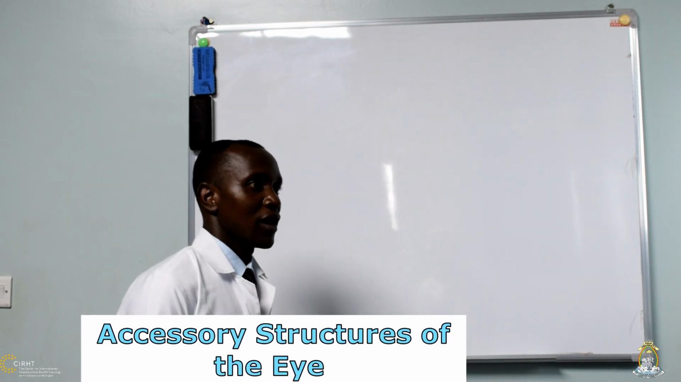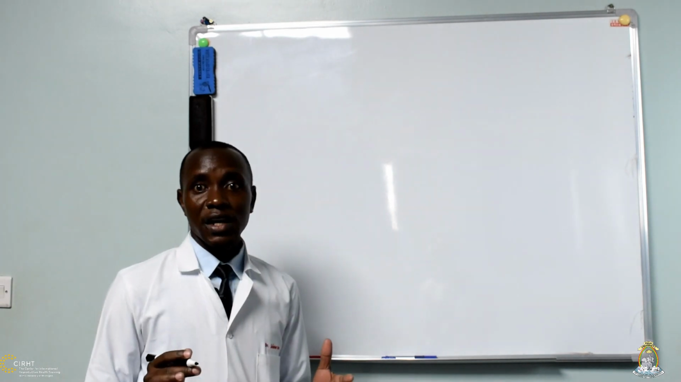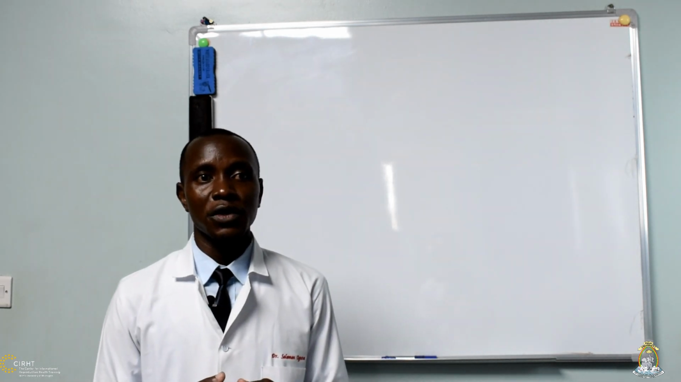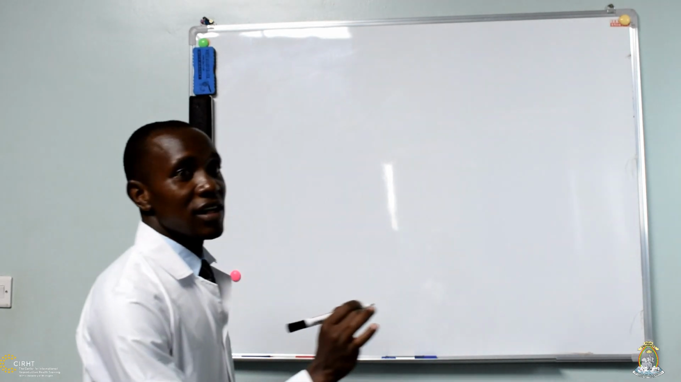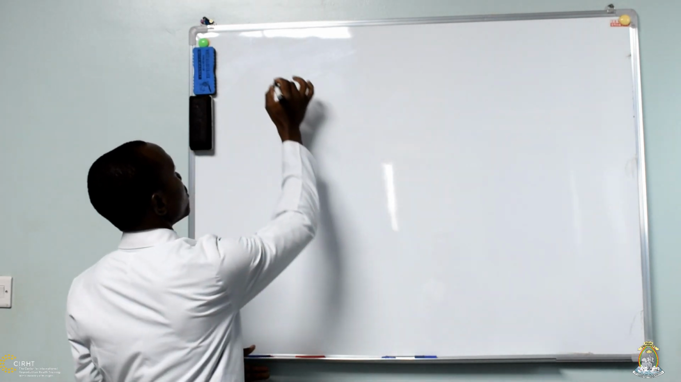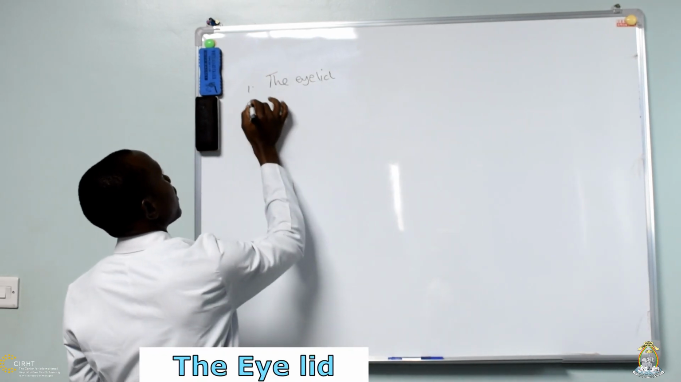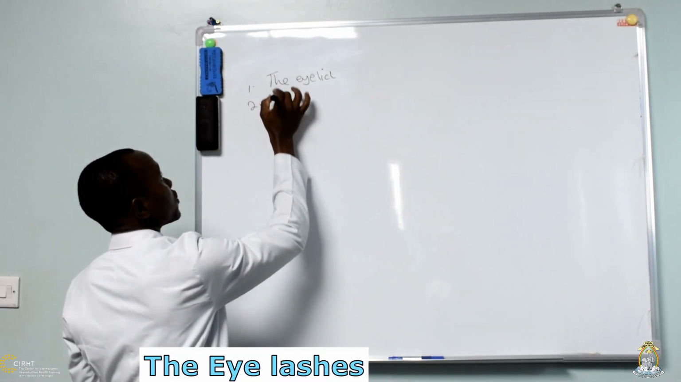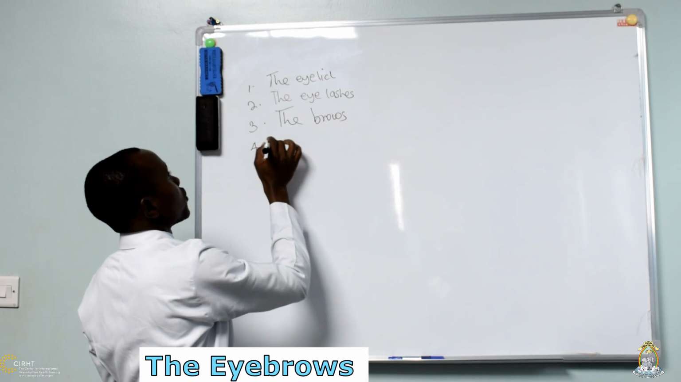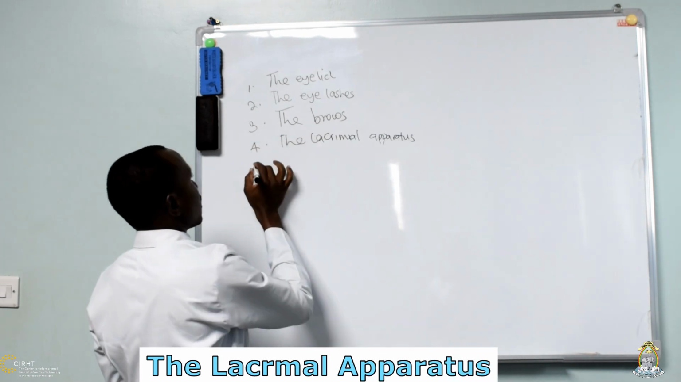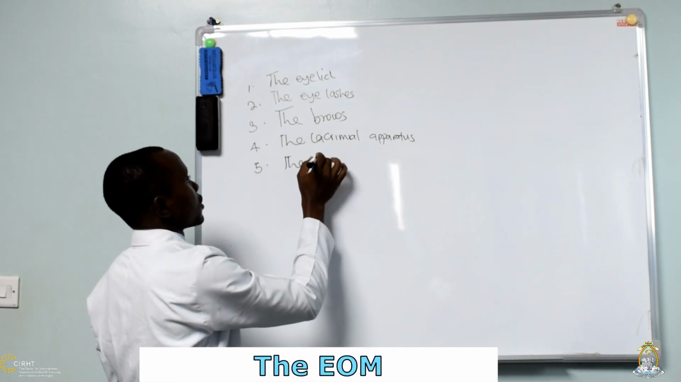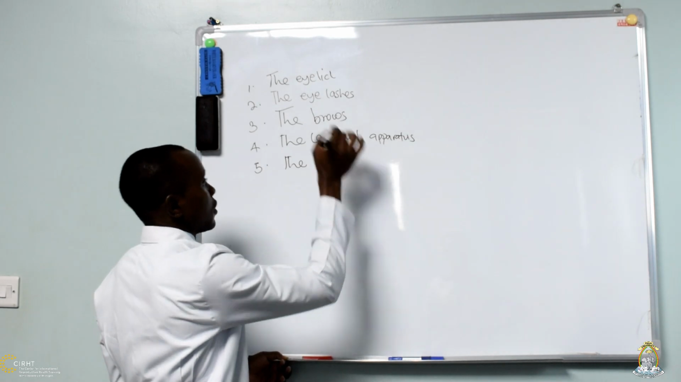the eye. Basically, there are some structures that aid and support the eye, but they are not directly involved in the processing and production of vision. So these accessory structures, we are going to talk about them in detail, include: number 1, the eyelid; number 2, the eyelashes; number 3, the eyebrows; number 4, the lacrimal apparatus; and lastly, number 5, the eye muscles, especially the extraocular muscles of the eye.